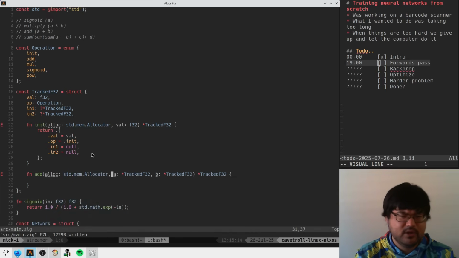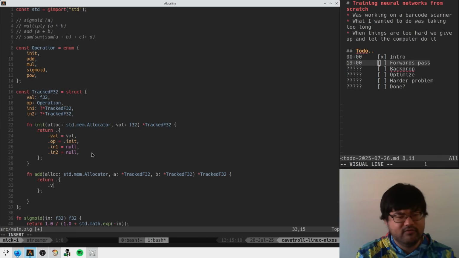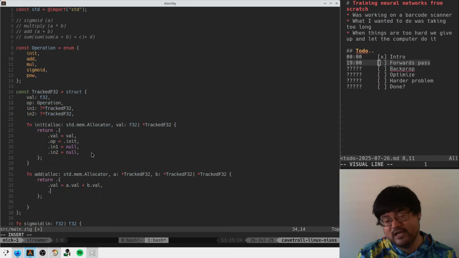Let's do it this way. And so here we're going to be like, what? We have val is a val plus b val. Easy, easy, easy. No way we're doing this in C. It's actually in Zig, but very close. Very close. Basically the same.